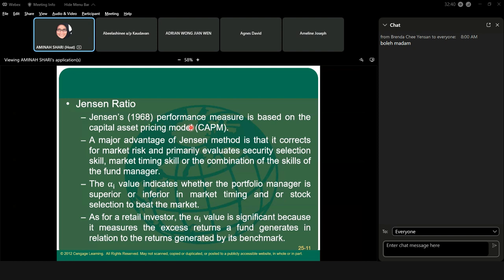Okay, for example, equity. If your data is an equity fund, usually we use KLCI as a benchmark. That's why in the Jensen calculation later, you have to include the benchmark. KLCI is for equity data. But different types of data include different types of benchmark. It depends on your type of data.